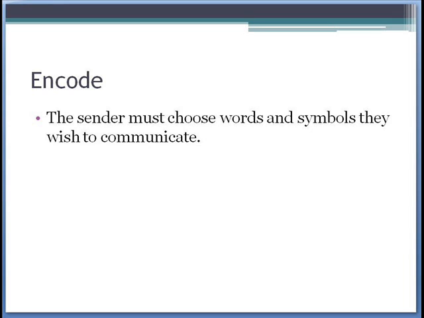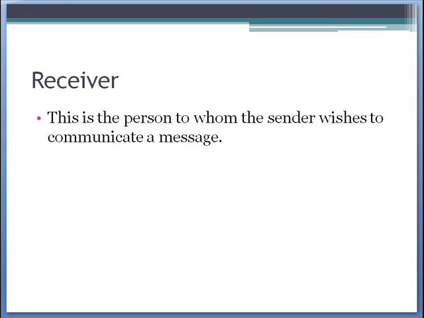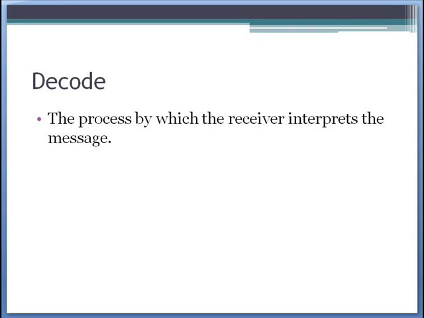The receiver is the person to whom the sender wishes to communicate a message. This message can be received as intended, or conversely, they can misinterpret it. By decoding a message, the receiver interprets the message and figures out what the sender was trying to communicate. This message can either be interpreted as intended or misinterpreted.